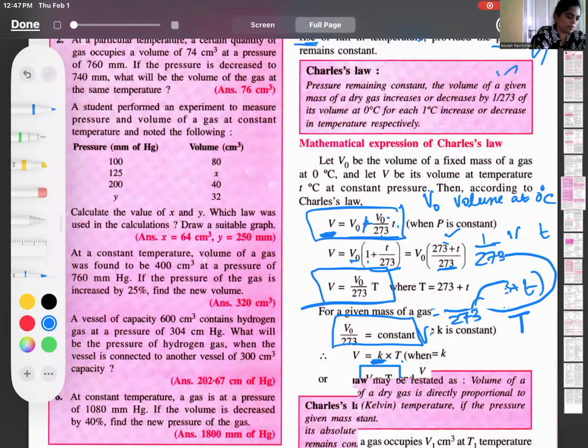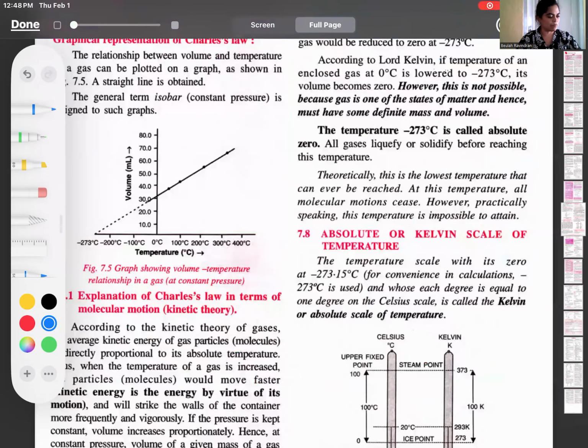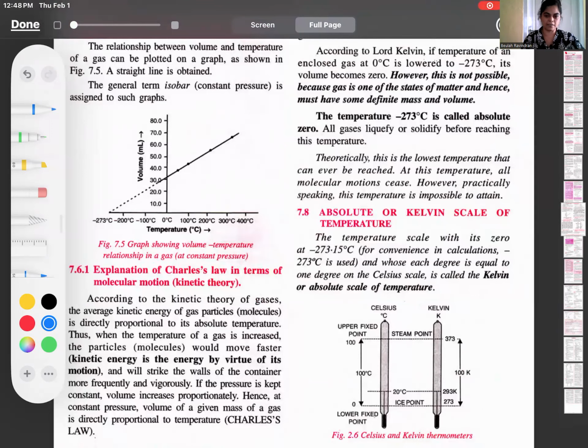This is the formula. With this formula, you can apply it for any number of gases, 1, 2, 3, 4, 5, 6, up to n gases. So this is the formula at constant pressure. This is Charles law: V1 by T1 is equal to V2 by T2 is equal to constant. Based on that, we are given a graph also, of volume and temperature. Directly you will be getting the graph, so keep it in your mind.